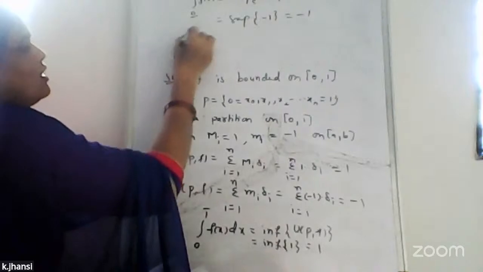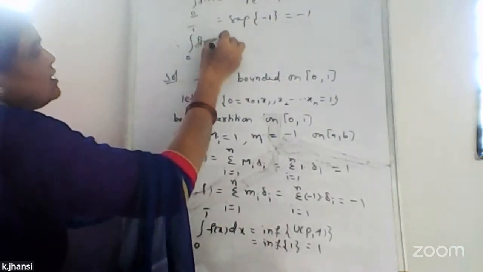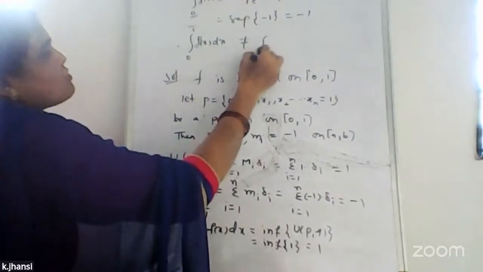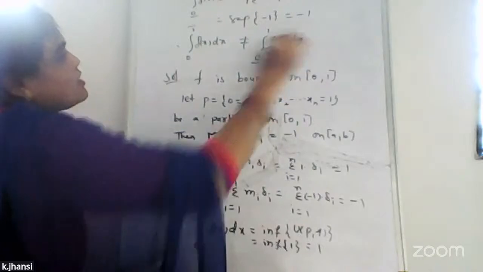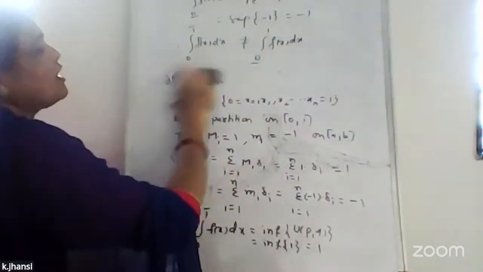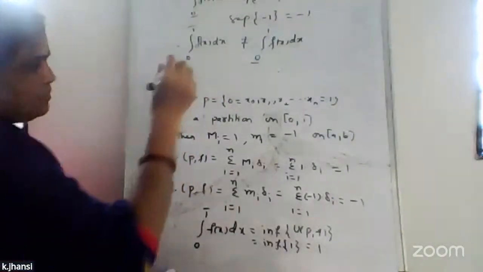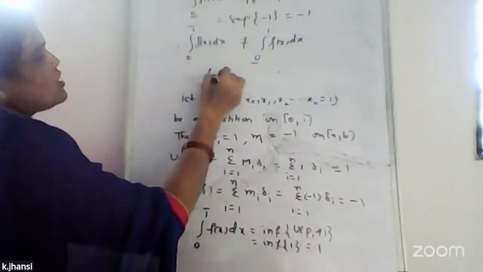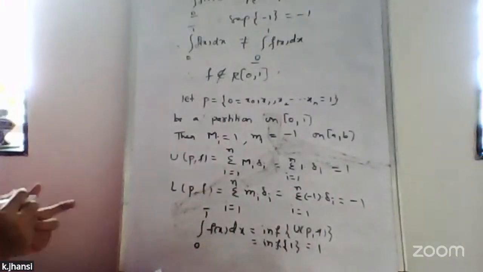Therefore, the upper Riemann integral of f(x) dx from 0 to 1 is not equal to the lower Riemann integral from 0 to 1. Therefore, f is not Riemann integrable over [0, 1]. So like this, you have to solve the problem.